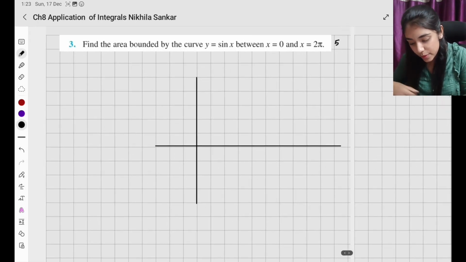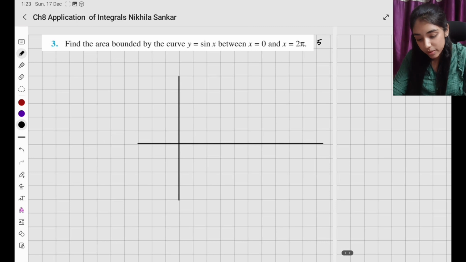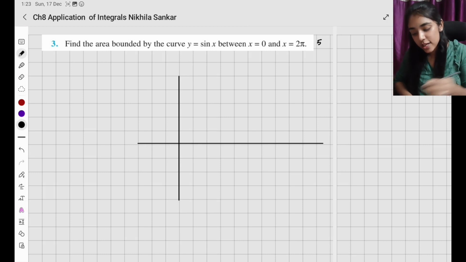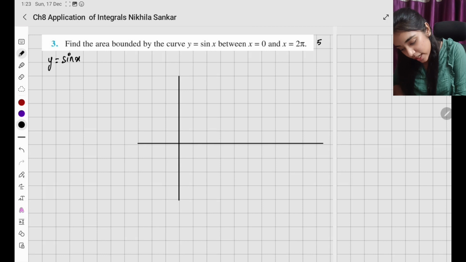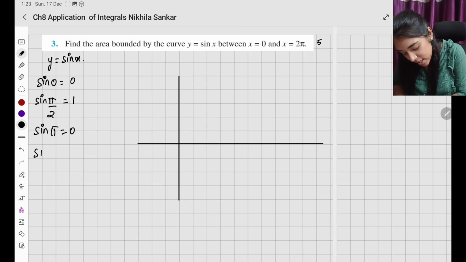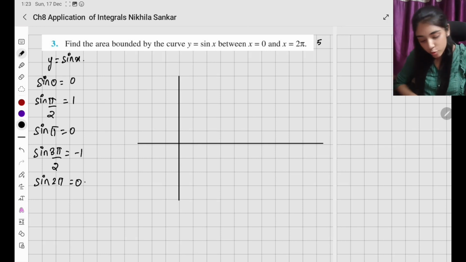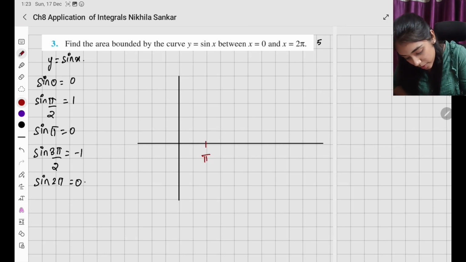Now question number 3. This is just like the example we did. So find the area bound by the curve y equals sin x between x is equal to 0 and x is equal to 2 pi. So first, how is the graph of y equals sin x going to look? I have sin 0 is going to be 0. Similarly, sin pi by 2 is going to be 1, sin pi is going to be 0 again, then sin 3 pi by 2 is going to be minus 1, and sin 2 pi is going to be 0. Now that we have the values from 0 to 2 pi, I am going to plot it here.